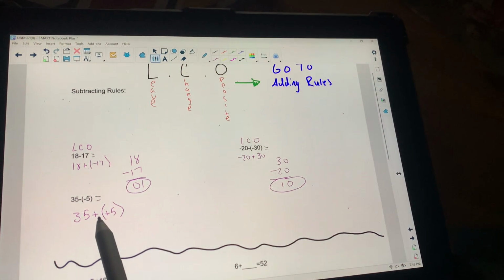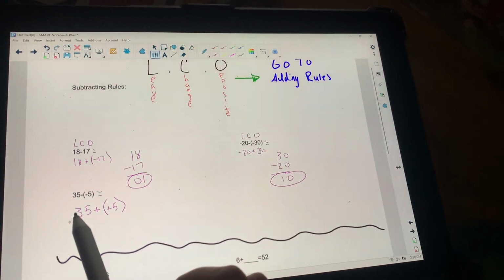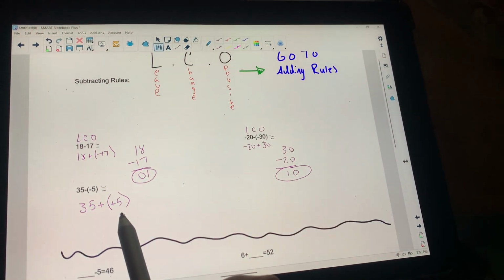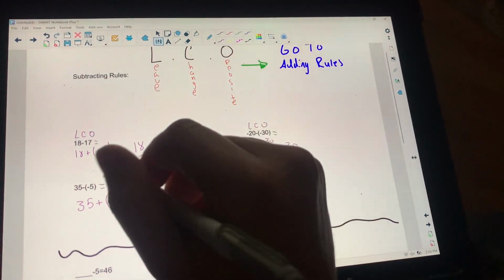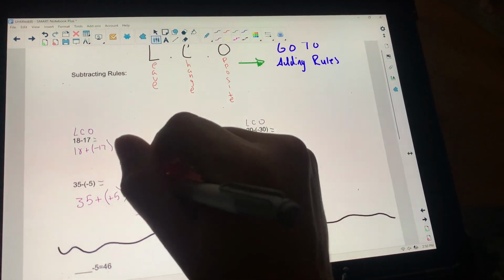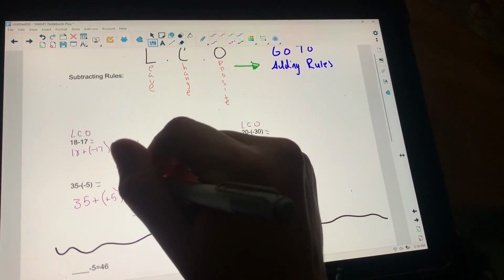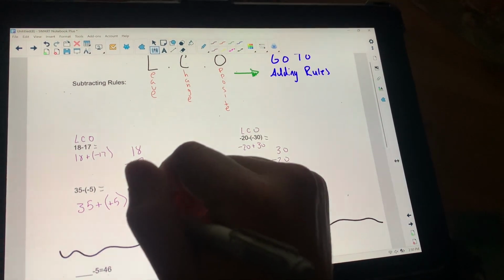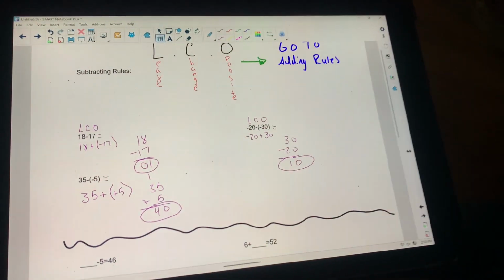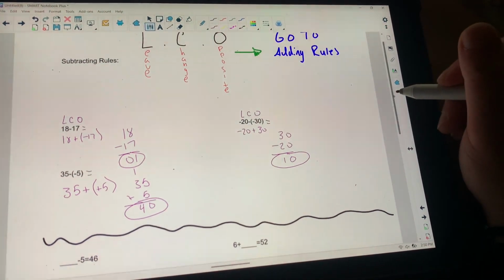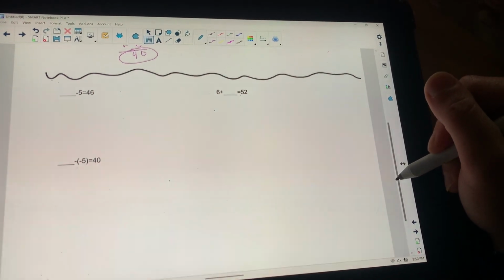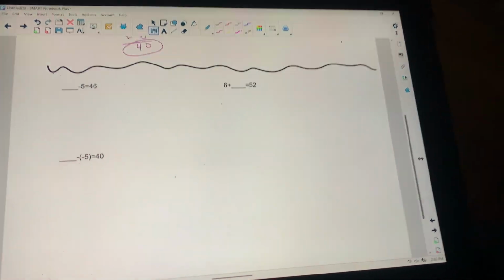So 35 plus a positive 5, same sign or different? Well, 35 is a positive, plus 5 is a positive. So I'm just going to add those together. 35 plus 5 is 10. 1 plus 3 is 4. So my answer is 40. Both of these are positive numbers, so it stays positive 40. Notice I'm not doing this with a calculator because we are not allowed to use a calculator right now. So please do not use one.